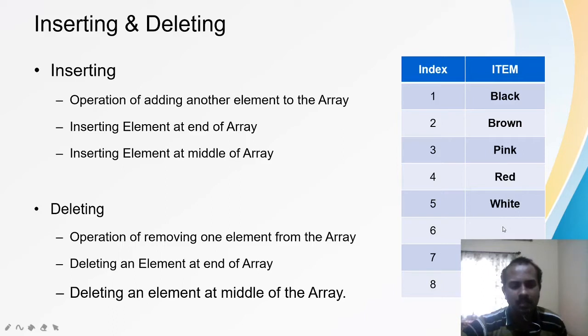Now let us say that I want to insert the element at the 2nd position, or index 2. Then what do I have to do? I have to bring every element downward one step until I reach position 2. That means black will remain as it is. At the 1st position black will be there, but brown will come to the 3rd position, pink will come to the 4th, red will come to the 5th position, and white will come to the 6th position. Then I can make LA of K, that is LA of 2, equal to brown.